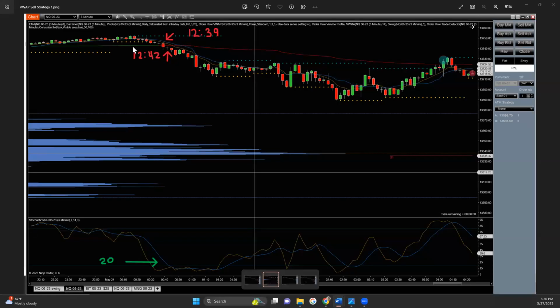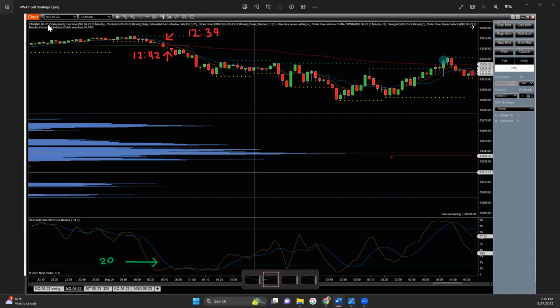VWAP is the red or green horizontal line that fluctuates up and down with buying and selling on your trading chart. The line is red when the price and candles are below, bearish, the VWAP line. The line is green when the price and candles are above, bullish, the VWAP line.